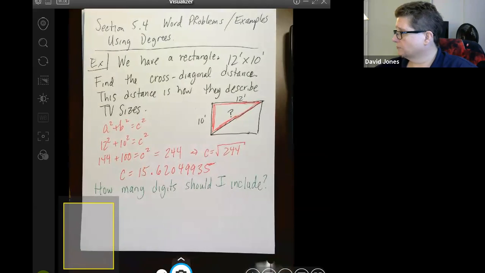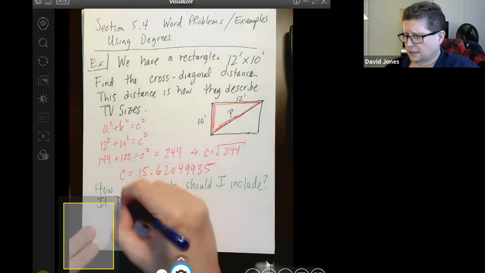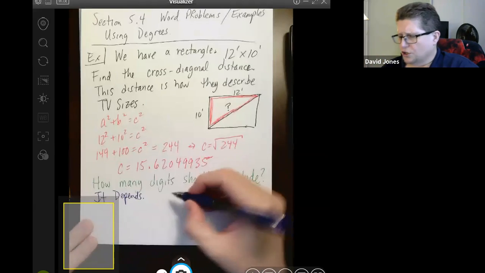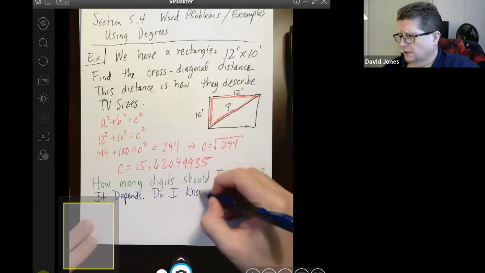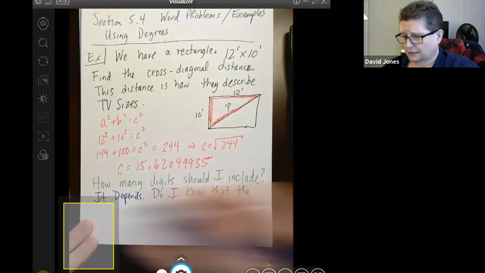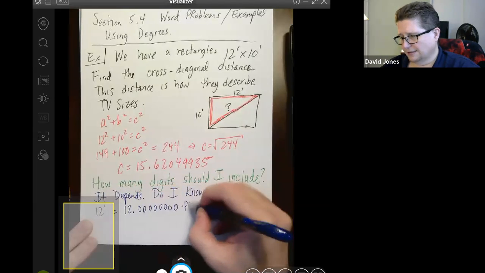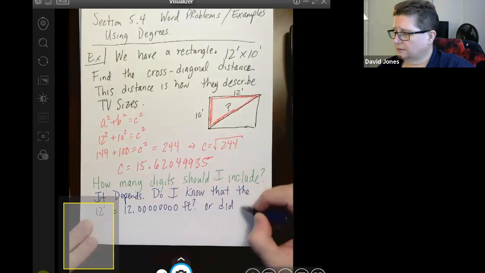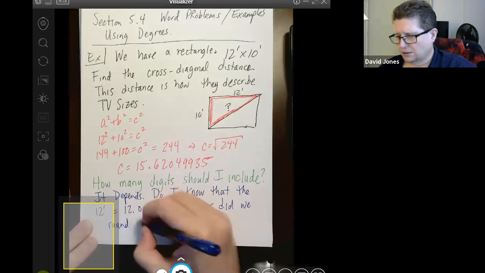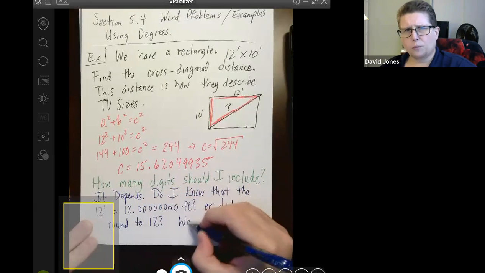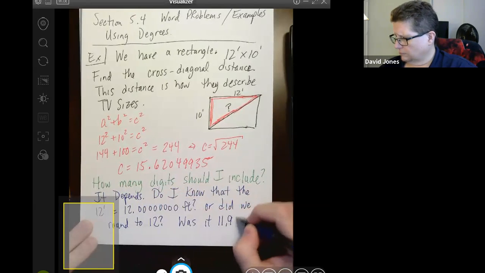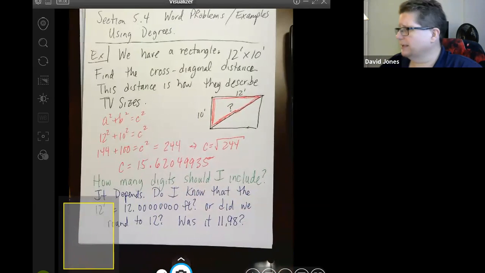Well, the answer is actually dependent on some information. It depends. Do I know that the 12 feet above was equal to 12.0000, like there was no rounding? Or did we round to 12? Was it 11.98, and we just said it's close enough to 12, we rounded?